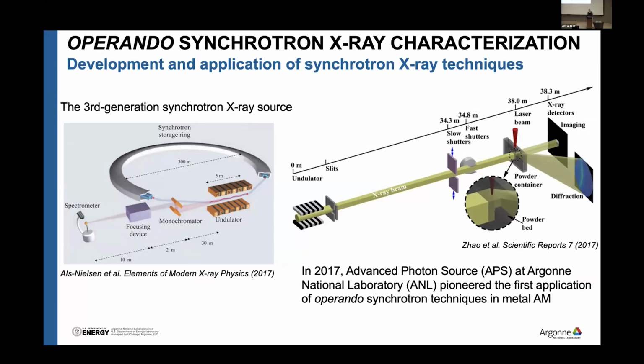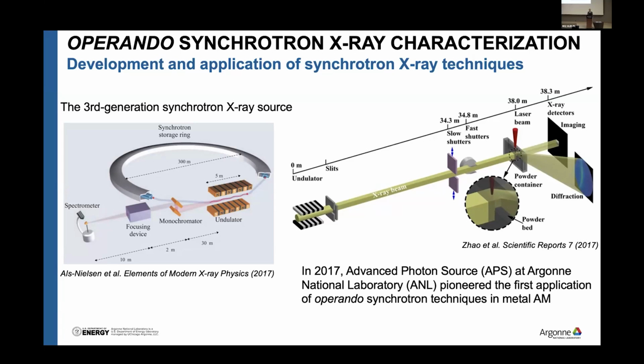The third generation synchrotron X-ray source actually provides a very powerful tool for us to study the additive manufacturing process. So here is a sketch showing the synchrotron facility. Like the APS, it typically has a very large storage ring, with a diameter of hundreds of meters. And they have multiple beamlines set up around this ring. And each beamline can utilize part of the high energy electrons to produce X-rays for different characterization techniques and for different materials.